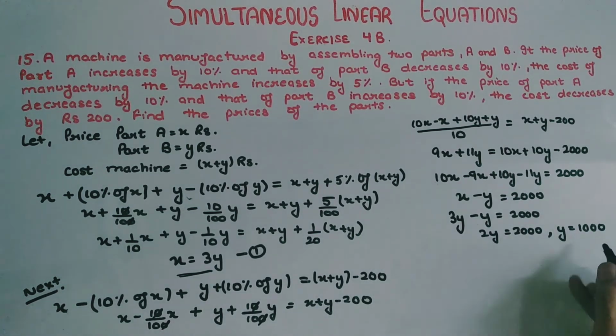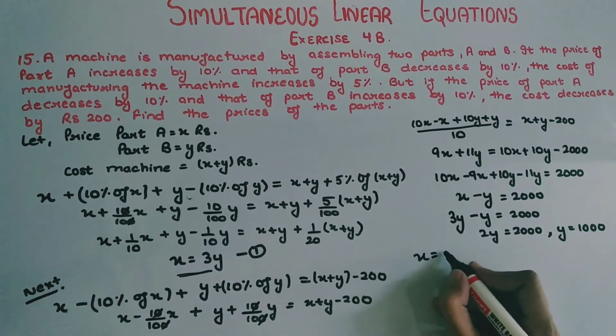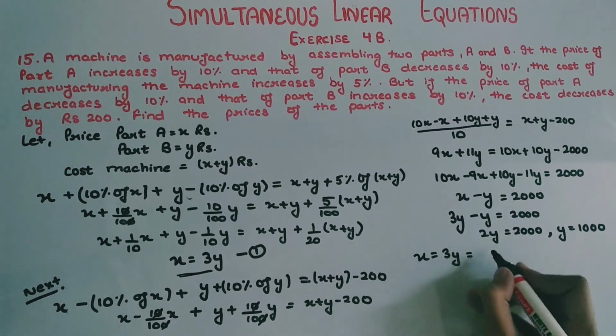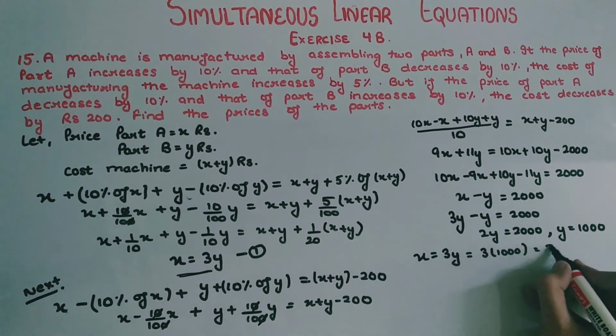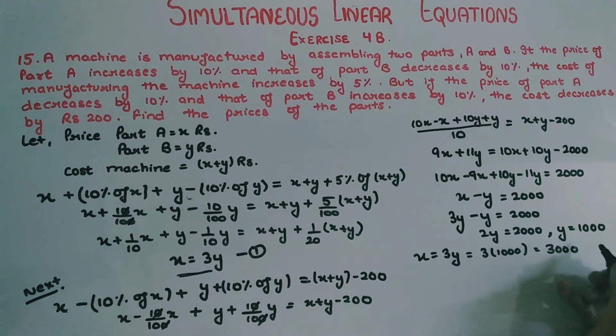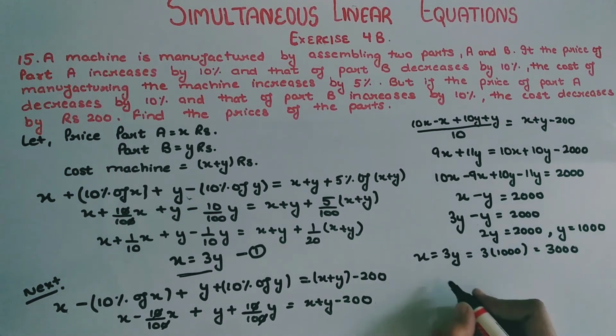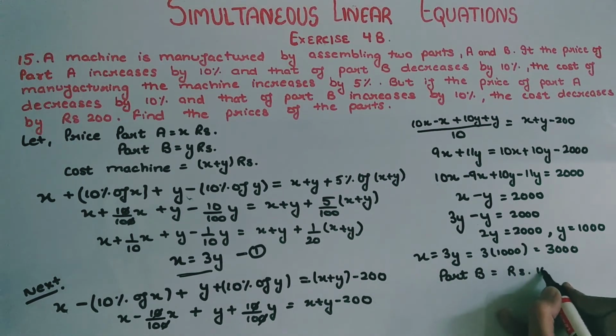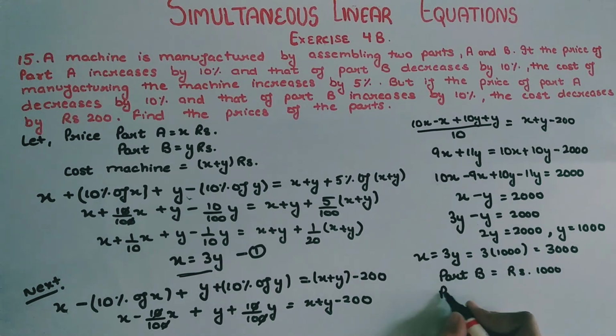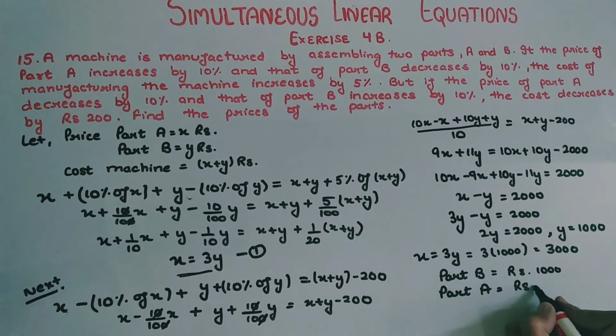If the value of Y is 1000, the value of X is 3Y, that is 3 multiplied by 1000, that is 3000. Y was the price for part B, hence the price for part B is rupees 1000 and the price for part A is rupees 3000.